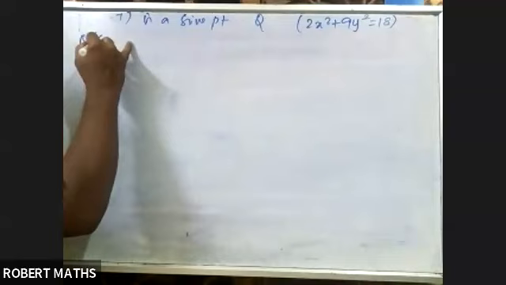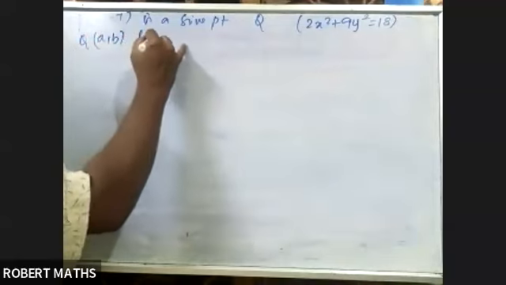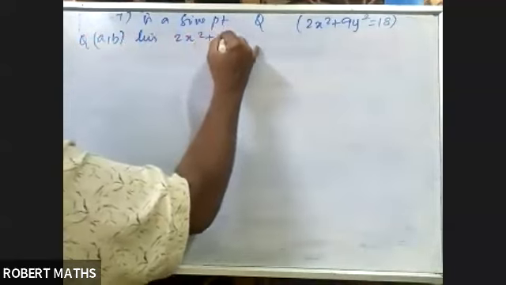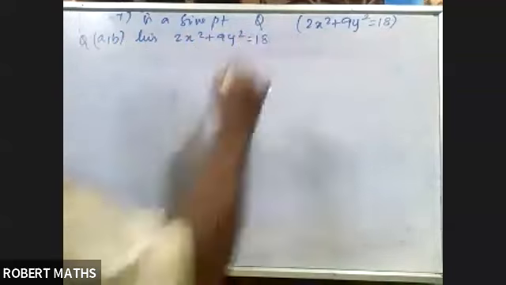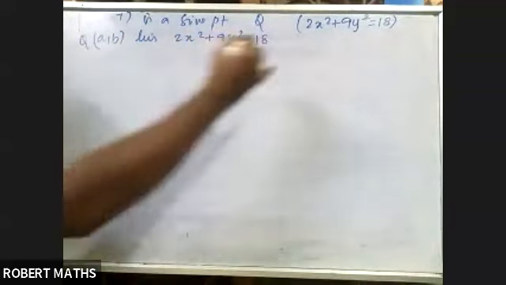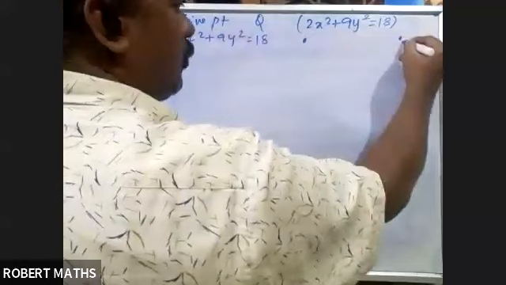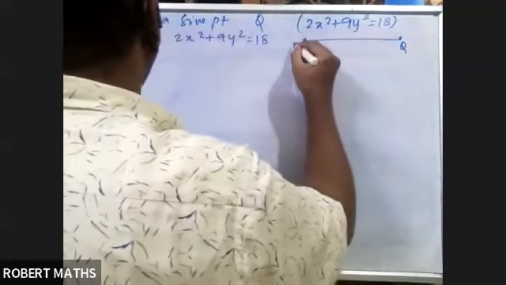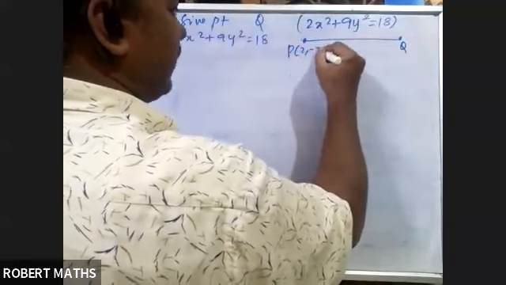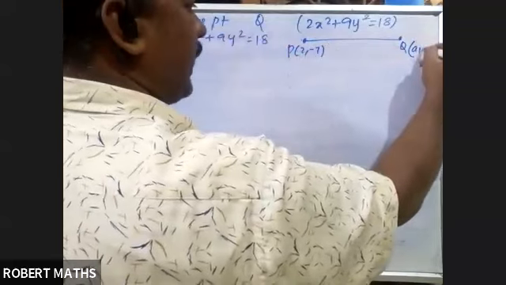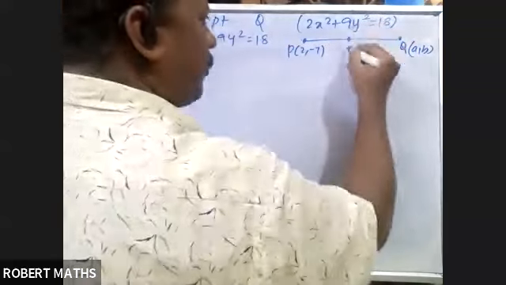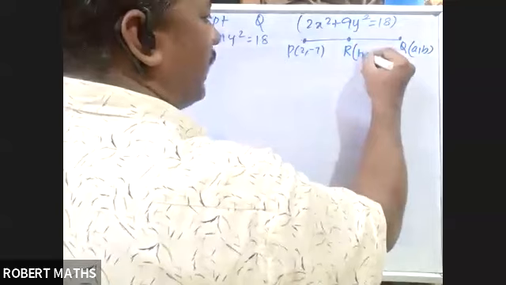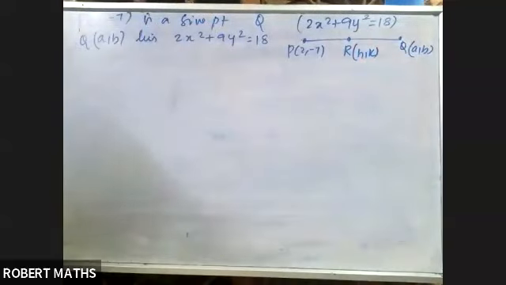I can take Q as a comma b, which lies on the equation 2x square plus 9y square equals 18. And it is also given that P is one point and Q is another point. What is your P point? 2 comma minus 7. And what is your Q point? a comma b. There is a midpoint of PQ, R, and that is what I have to take as the locus; that is what the question asks us to find.